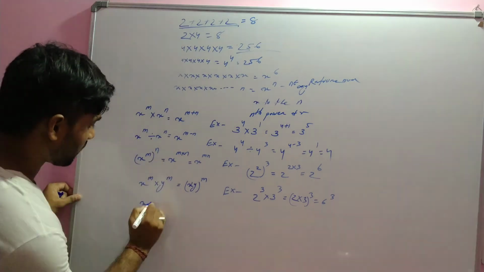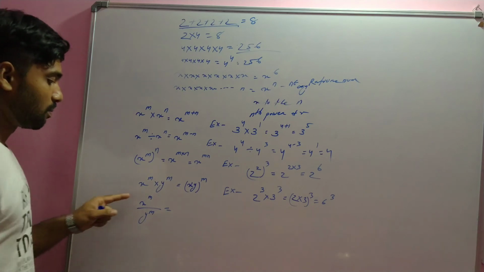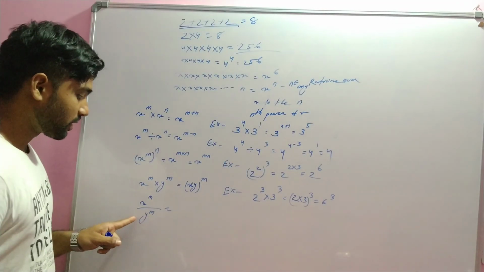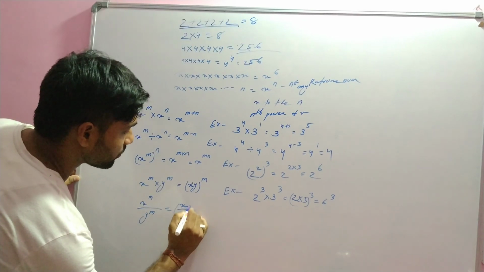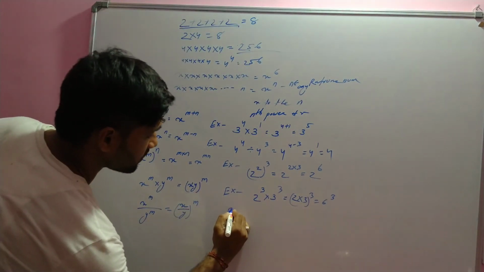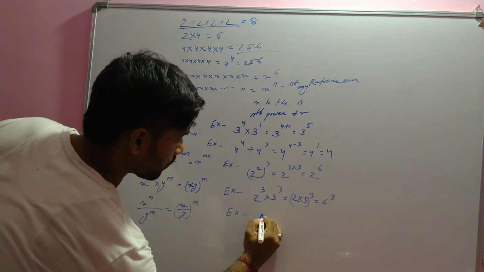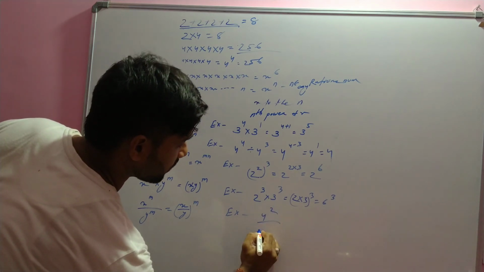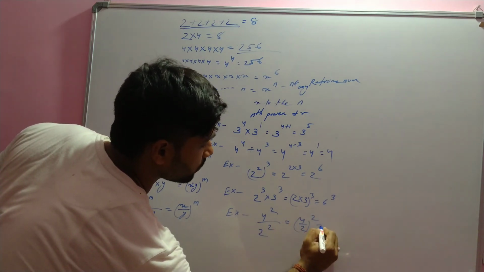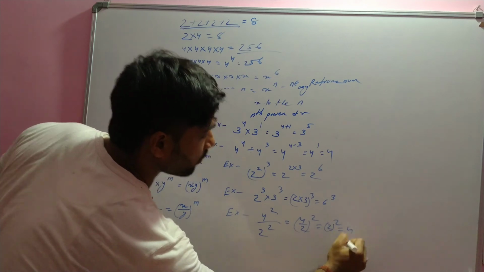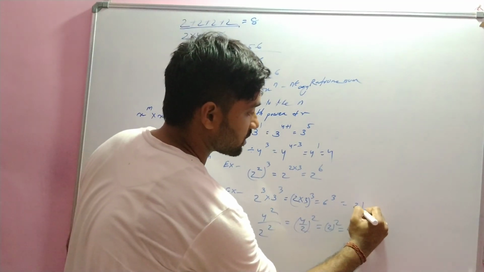Suppose x to the power m divided by y to the power m. Both numbers have the same power but different bases. It may be written as x by y to the power m. Example, suppose 4 to the power 2 divided by 2 to the power 2. It may be written as 4 by 2 to the power 2. 2 to the power 2. That means 4. Also, you can express the number 6 to the power 3, 216.